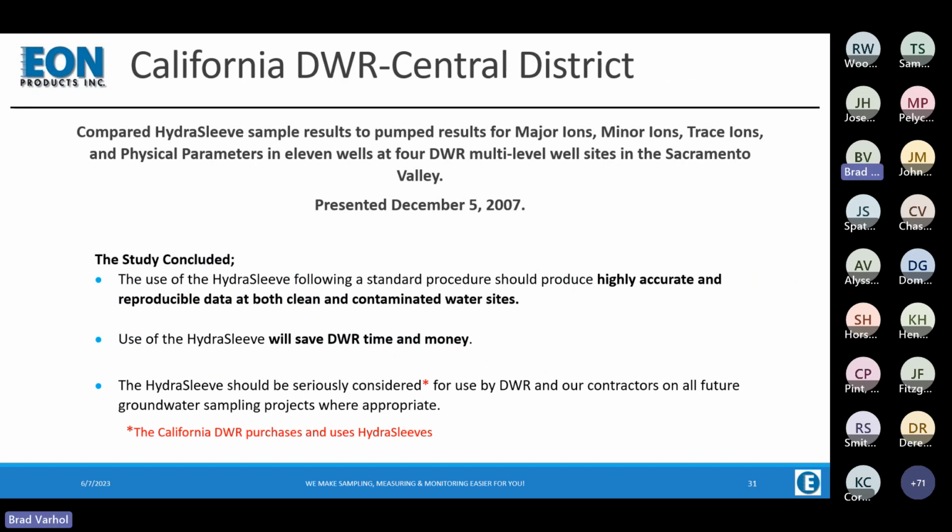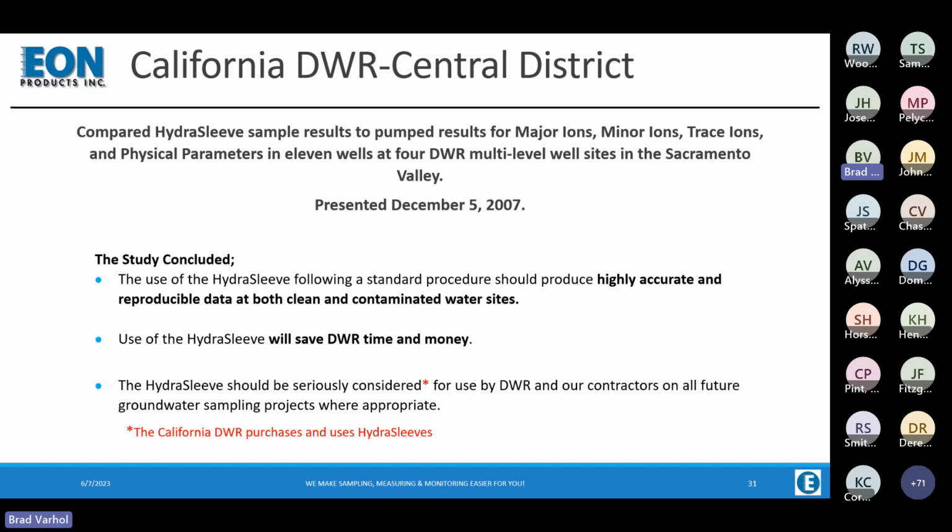And we have some information collected from some state agencies. In 2007, the California Department of Water Resources conducted comparative studies at 11 wells, and their conclusions are this: the use of hydrosleeves following a standard procedure should produce highly accurate and reproducible data at both clean and contaminated sites. So we don't have any false positives or negatives.